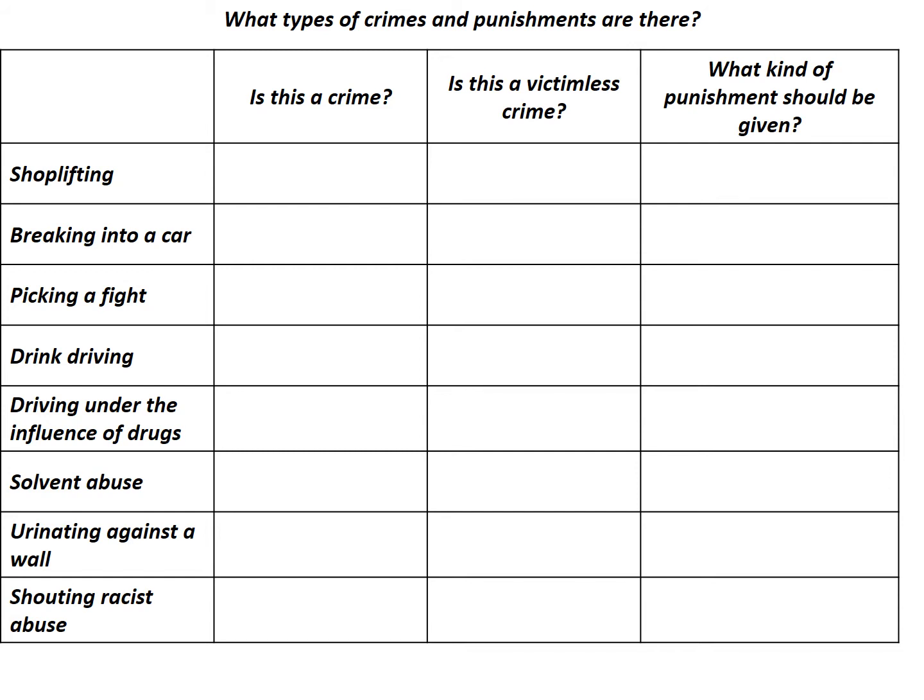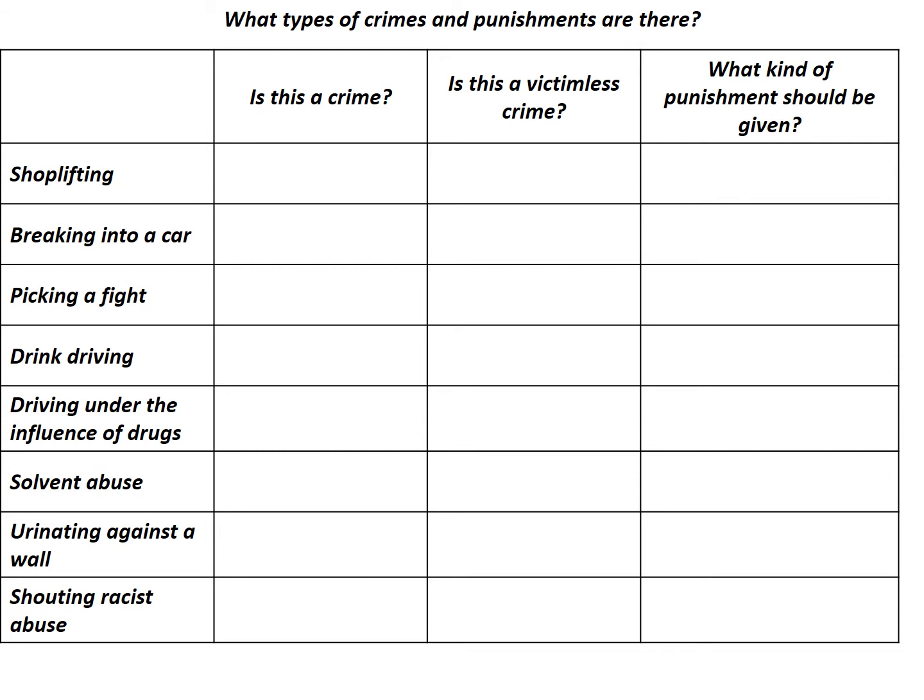For the first column, you then need to say, is this a crime? So you would write yes or no. The next column, is this a victimless crime? If you think about shoplifting, is it a victimless crime? Is there a victim involved? As I mentioned, for some of these it might be the case that yes there is, or no, there is not a victim.